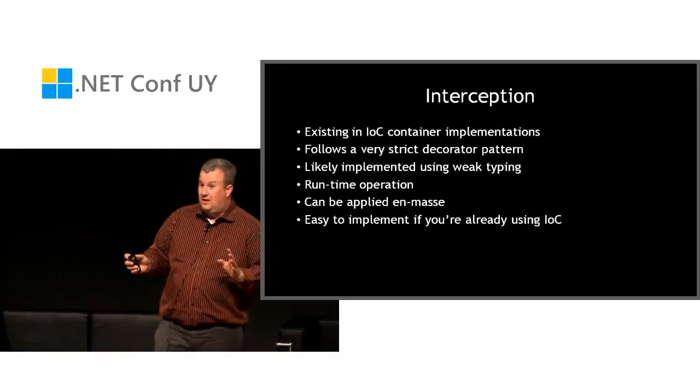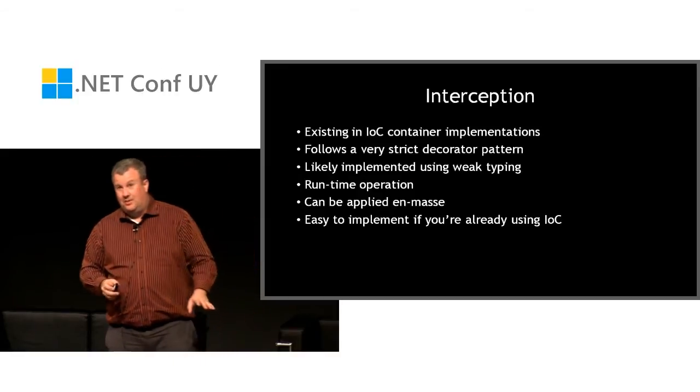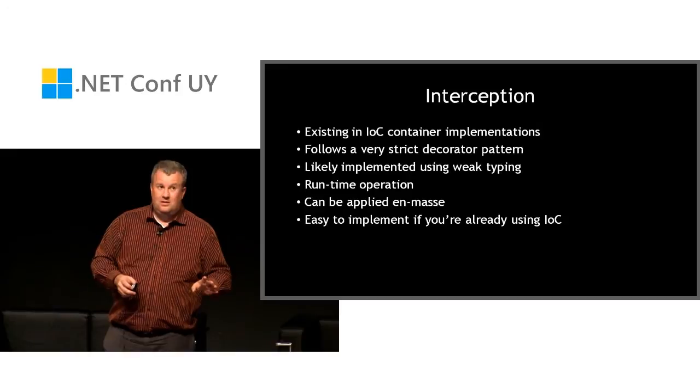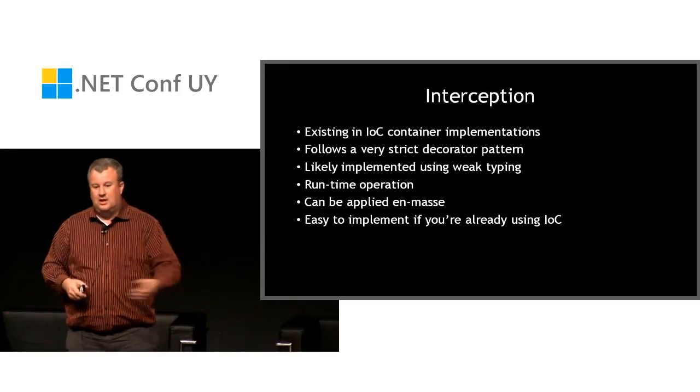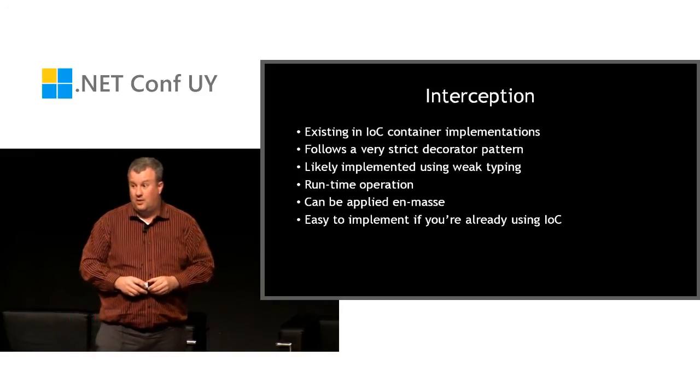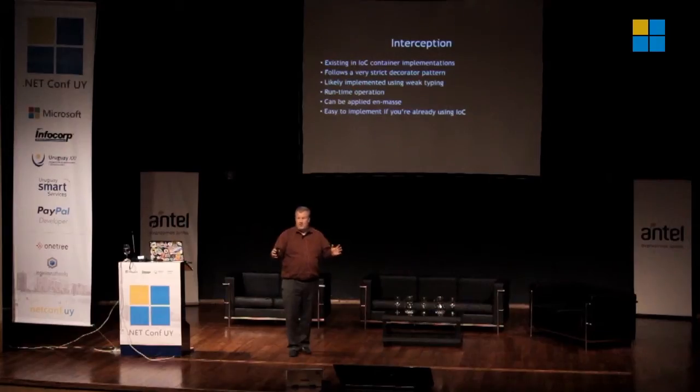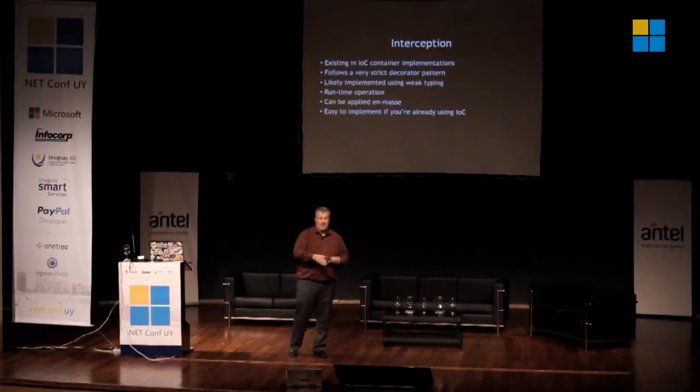So if you've got IOC in your code base, it's really easy to implement. If you're not using IOC, you're going to have to rejig all your code to use IOC to do this type of aspect-oriented programming. So if you've got a big code base with no inversion of control container in it, I would not recommend going down this route unless you're already planning to transition IOC into your code base.